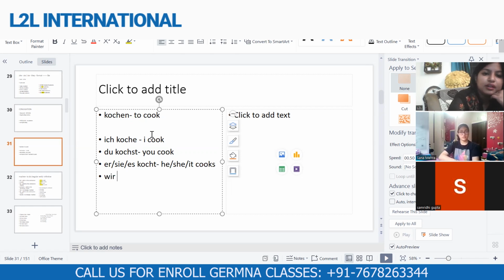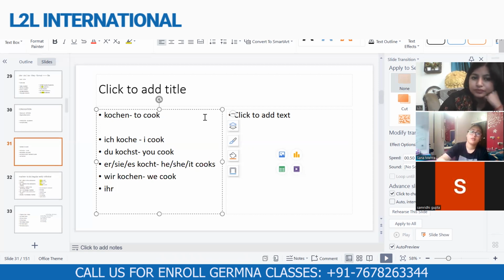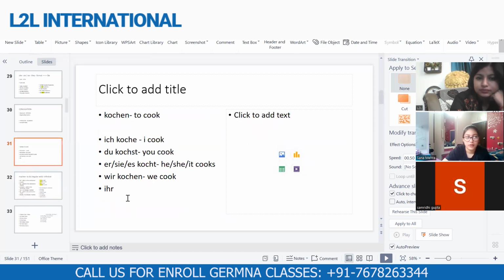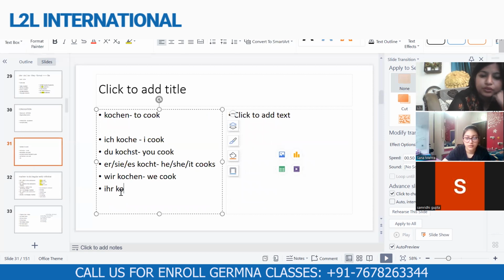Then for wir, what is the word with wir, Samriddhi? Kochen. Very good. We cook. Now, with ihr, Sana, we add an E, right? No, with ihr we add T. Okay, yes, ma'am. So it should be kocht. Very good. Ihr kocht. That means you both cook.